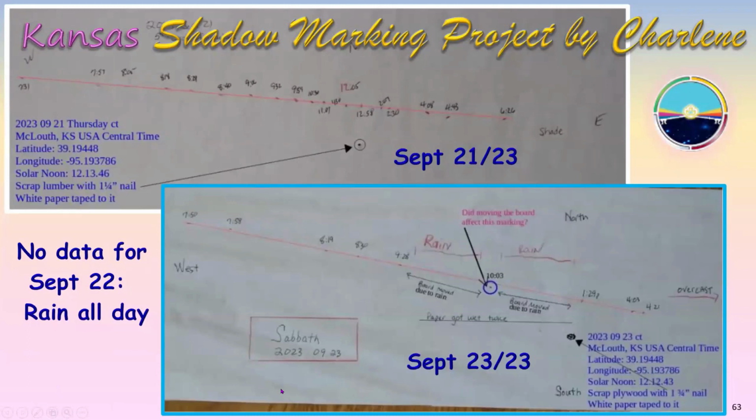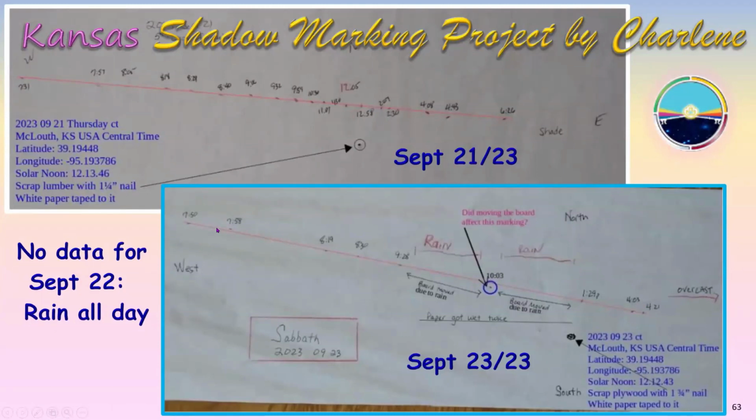Now, this is the important day. She said she moved her board. Something happened. And she put here, did moving the board affect this marking? And she had rain. She said her paper got wet. She's figuring out, you know what? If there's rain, you can't get your paper wet. It could distort your marks. It's something Nathaniel can talk to you about. And then she's got after 4:21, it was overcast.